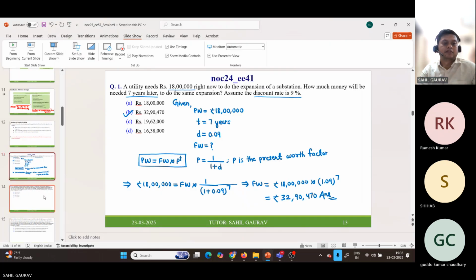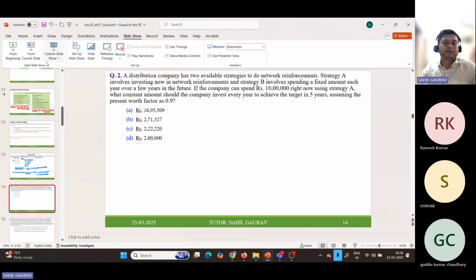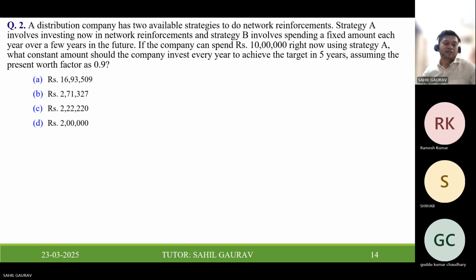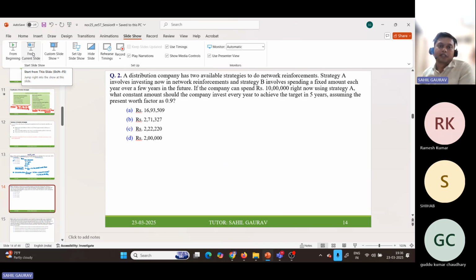Now coming to the next problem. Here a distribution company has two available strategies to do network reinforcement. Strategy A involves investing now in network reinforcement, and strategy B involves spending a fixed amount each year over a few years in the future. If the company can spend 10 lakh right now using strategy A, what constant amount should the company invest every year to achieve the target in 5 years, assuming the present worth factor is 0.9?